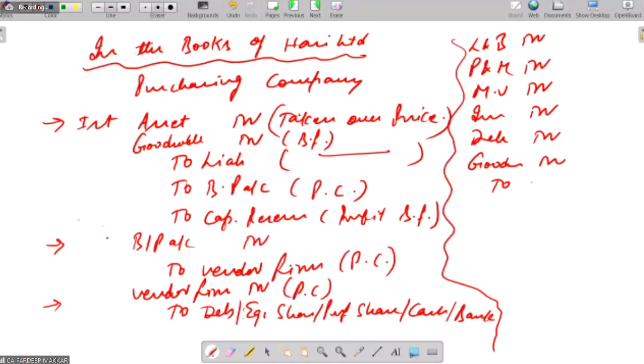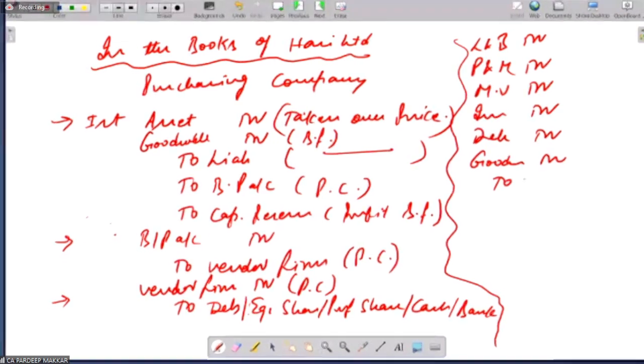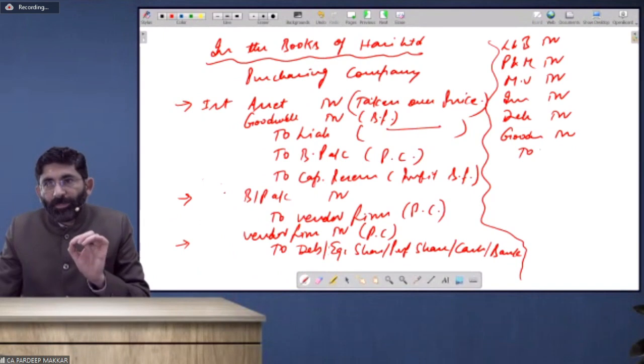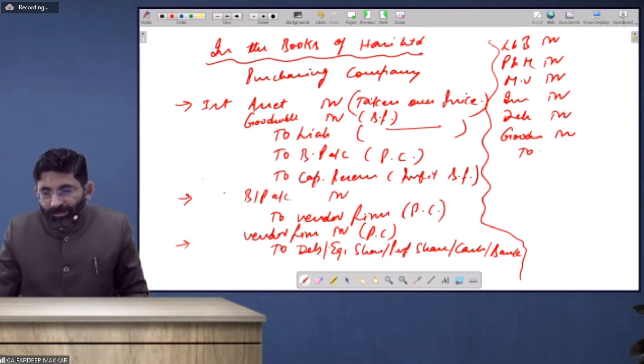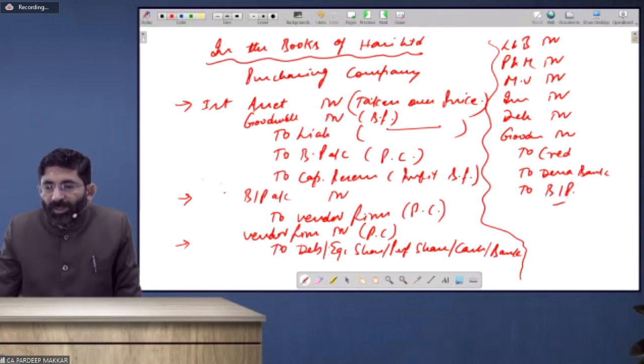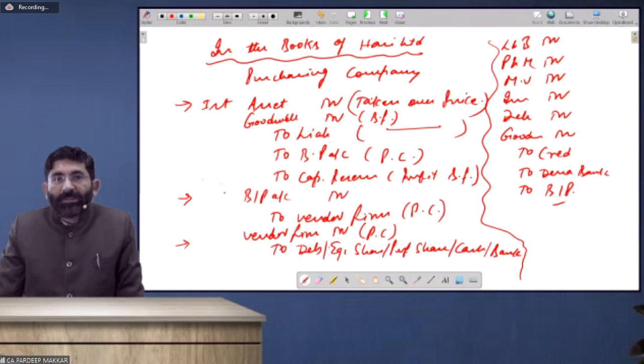To, in this case, no balancing figure will come because goodwill has already been mentioned, and also PC is calculated taking the base of those amounts, whatever is the settlement amount, whatever is the taken over price. To creditors that have been taken over. To Dena Bank overdraft taken over. To business purchase. We may write directly here Hari Limited as they have done in the solution in the module. There's no problem. Then these two entries will be adjusted with each other.